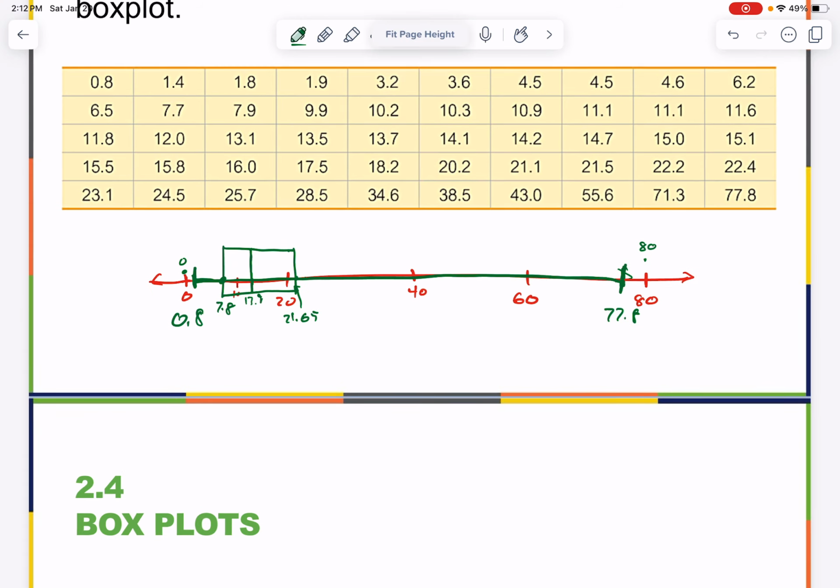So 50% of the data is within this box, right? Because that's the middle 50%. 50% of the data is in that box. And so this gives us a very good idea of how skewed the data is. Skewed as opposed to symmetric.